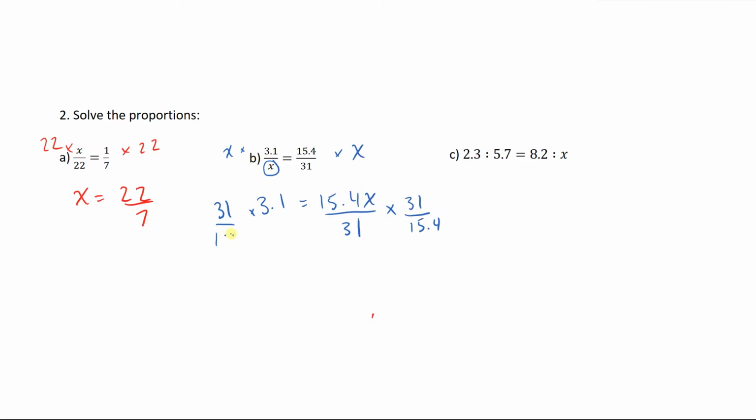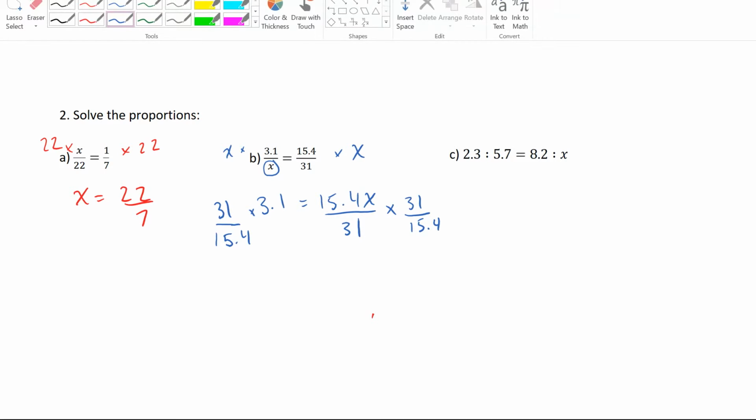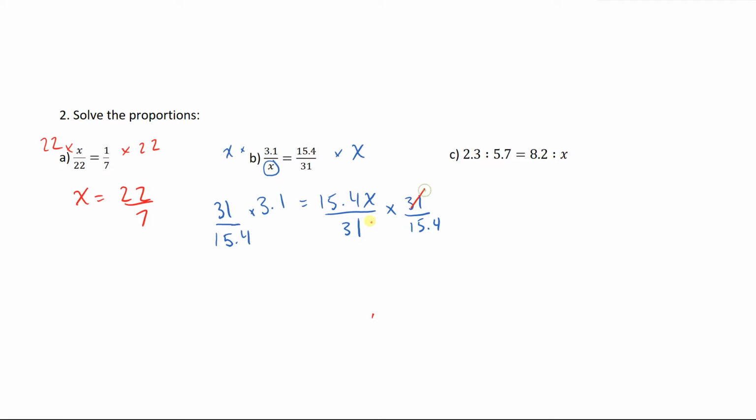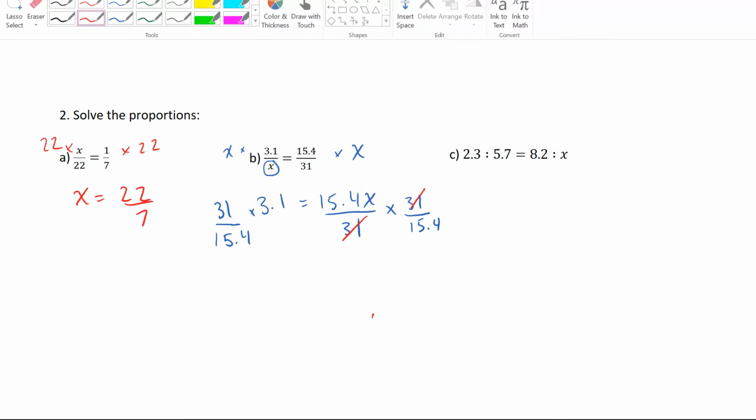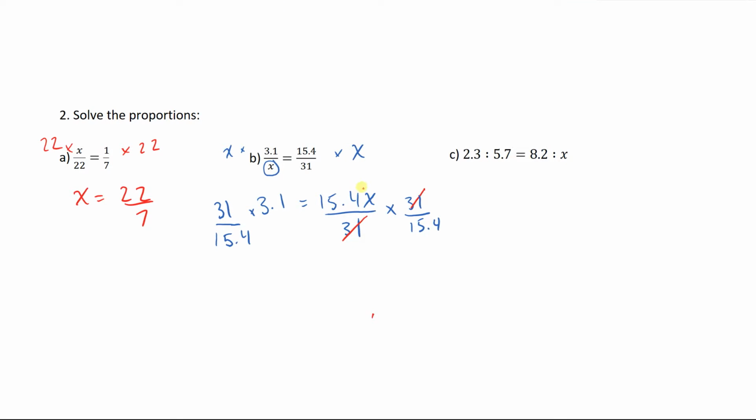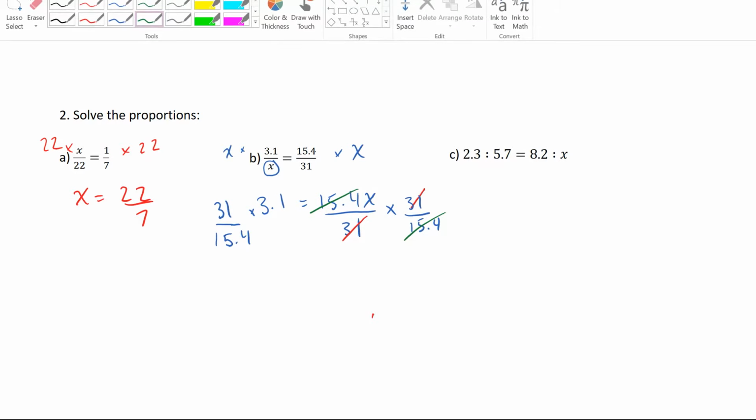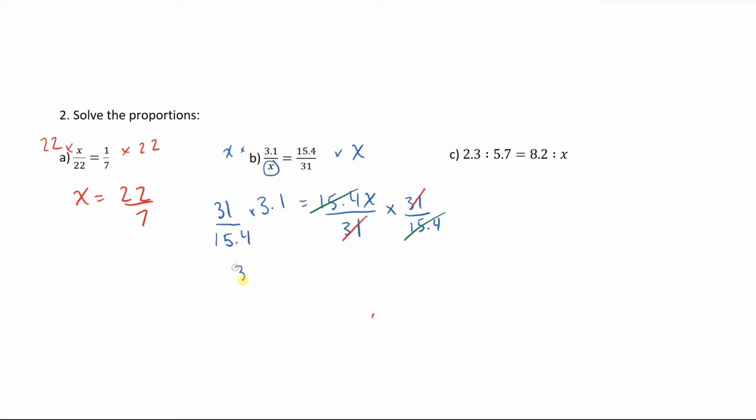I did two steps at once. I hope I did not lose anyone. If you're not sure why I did those two steps at once, ask a friend. So I multiplied by 31 to get rid of the 31s, and I divided by 15.4 to get rid of that multiplied by 15.4. It simplifies now. I have 31 times 3.1 over 15.4. And on the right side, everything's canceled except the x. I like to write my x on the left-hand side.